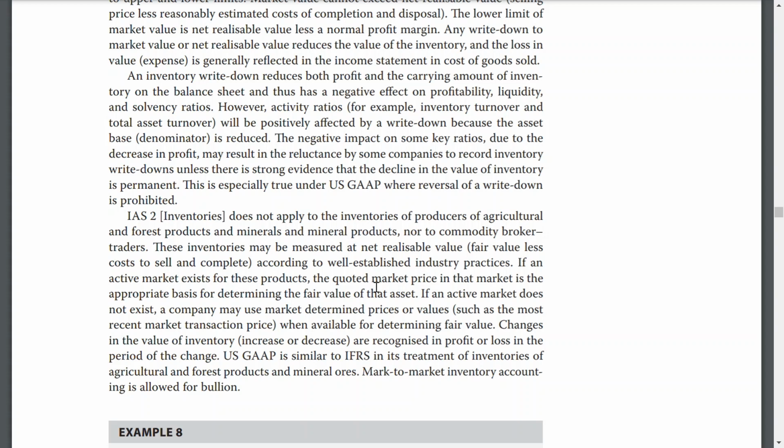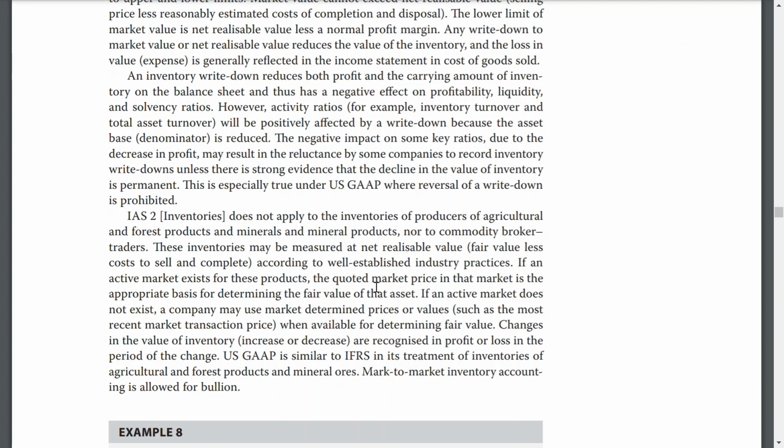IAS 2 on inventory does not apply to the inventories of producers of agricultural and forest products and mineral products, nor to commodity brokers. These inventories may be measured at net realizable value according to well-established industry practice. If an active market exists for these products, the quoted market price is the appropriate basis for determining the fair value of that asset.